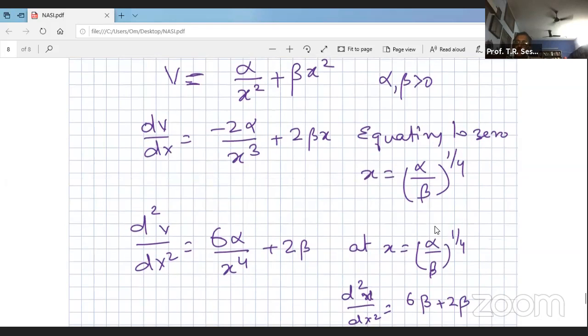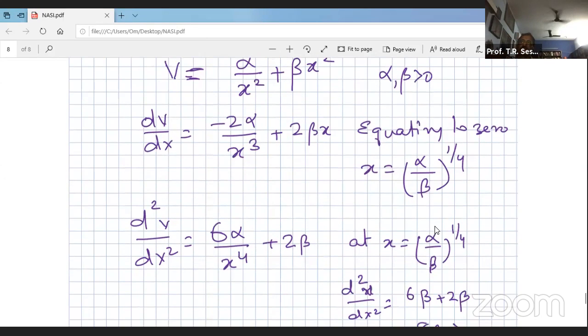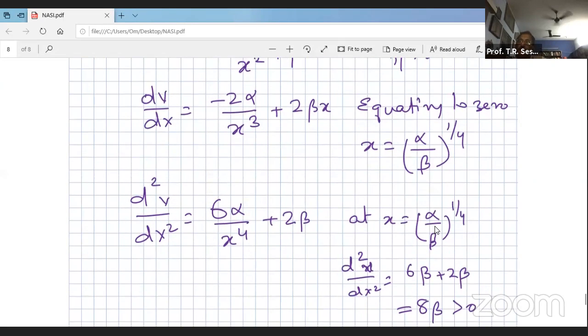Let us consider one of the solutions, which is a positive solution. Now I calculate d2V by dx square. And if I calculate that, that turns out to be 6 alpha by x power 4 plus 2 beta. Now if I take x equal to plus alpha by beta to the power 1 by 4, I get d2V by dx square at this point is 6 beta plus 2 beta, which is 8 beta.